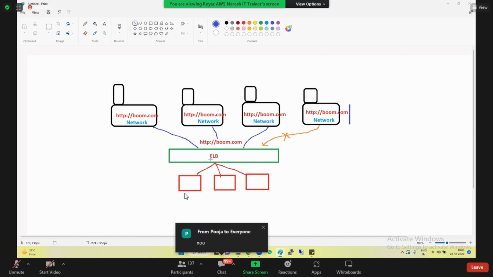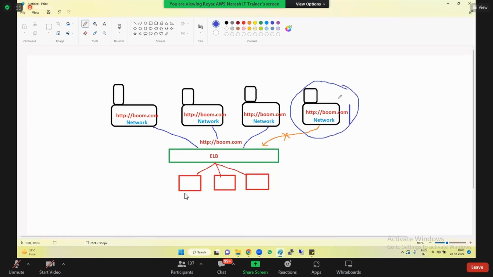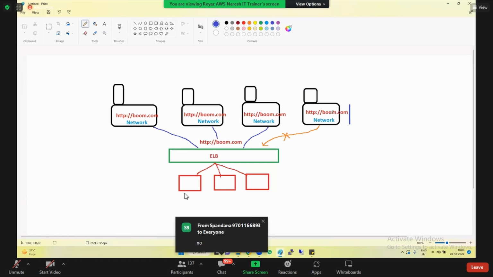No. So I said, hey, I'm ready to give the DNS name, but not the IP address. But he said, no, I need the IP address of your website. Otherwise, I cannot do anything. So guys, just because of a simple IP address, can I miss the whole deal? I cannot lose the customer.